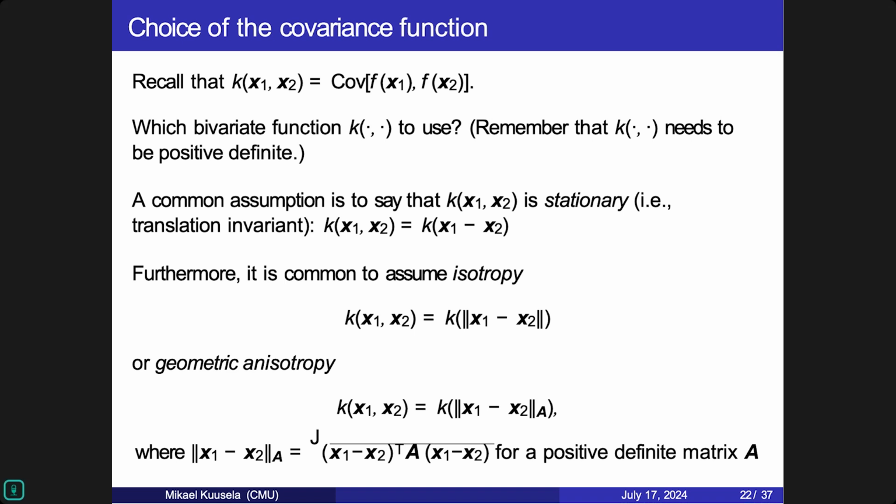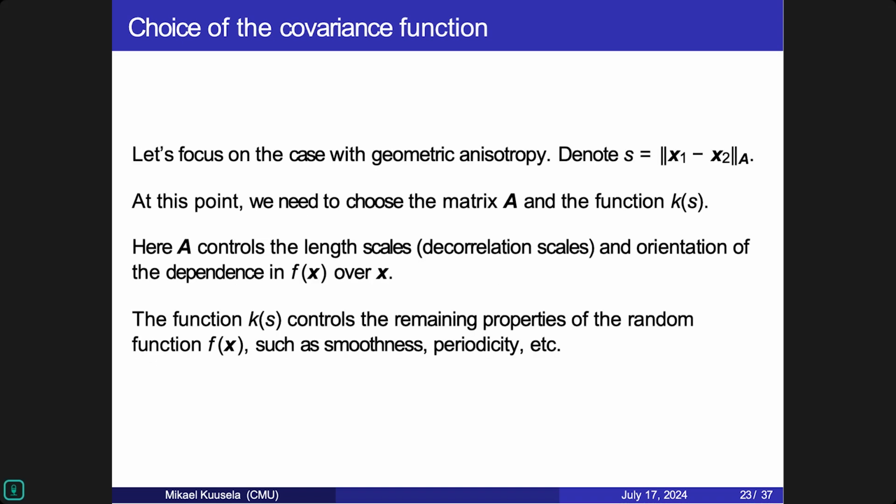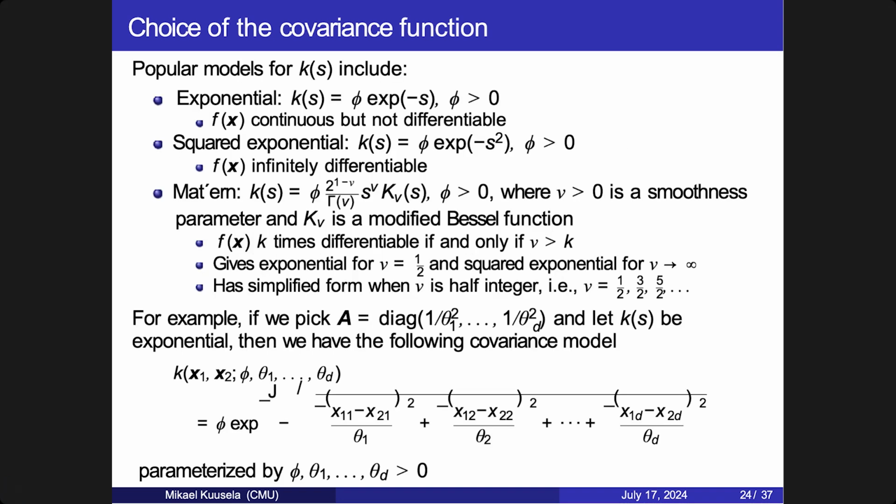Or we can make this a bit more general, which is usually a good model for Earth science data: a stretched and potentially rotated norm. This is called geometric anisotropy. It has the effect that you can have different dependencies in latitude and longitude, and maybe oriented not along the axes, but with some kind of an orientation.